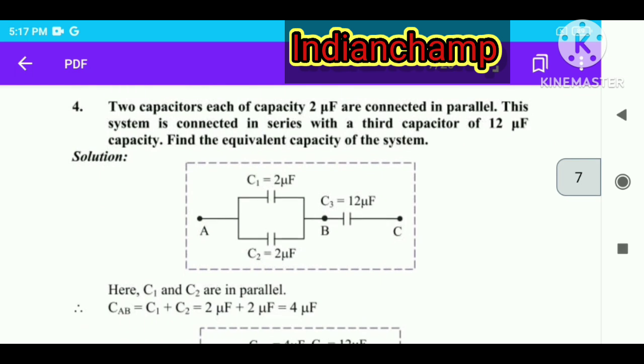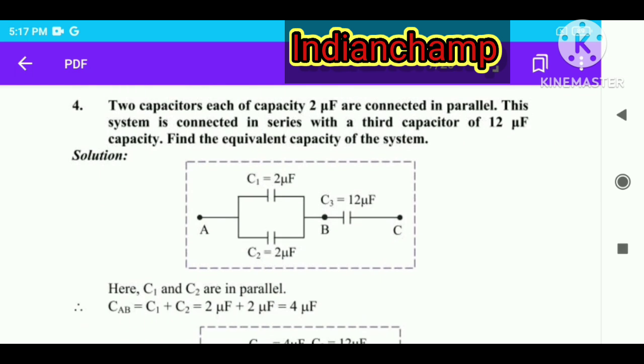Question number 4. Numerical. Two capacitors each of capacity 2 μF are connected in parallel. This system is connected in series with a third capacitor of 12 μF capacity. Find the equivalent capacity of the system.